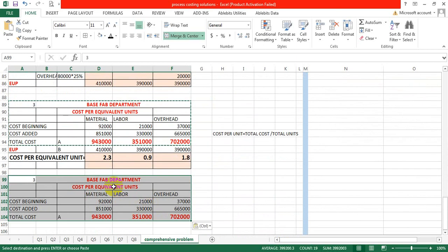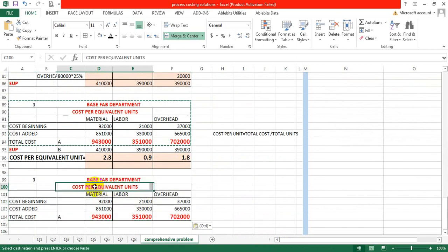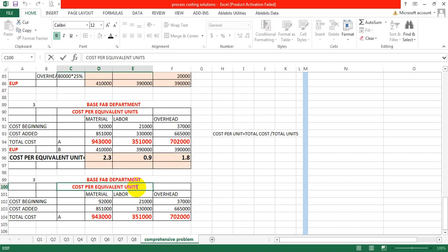Now we need to calculate the cost of ending, right? Cost of ending work in process inventory. Cost of ending work in process inventory, right?